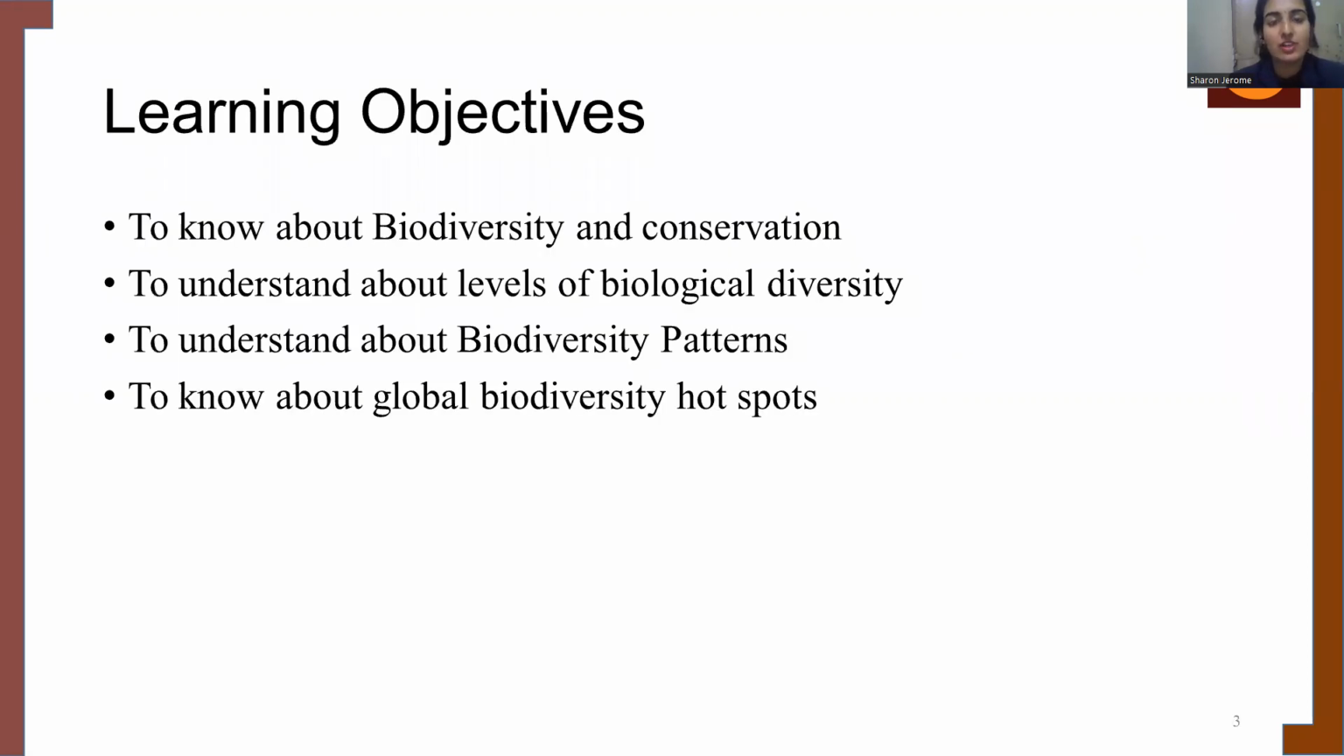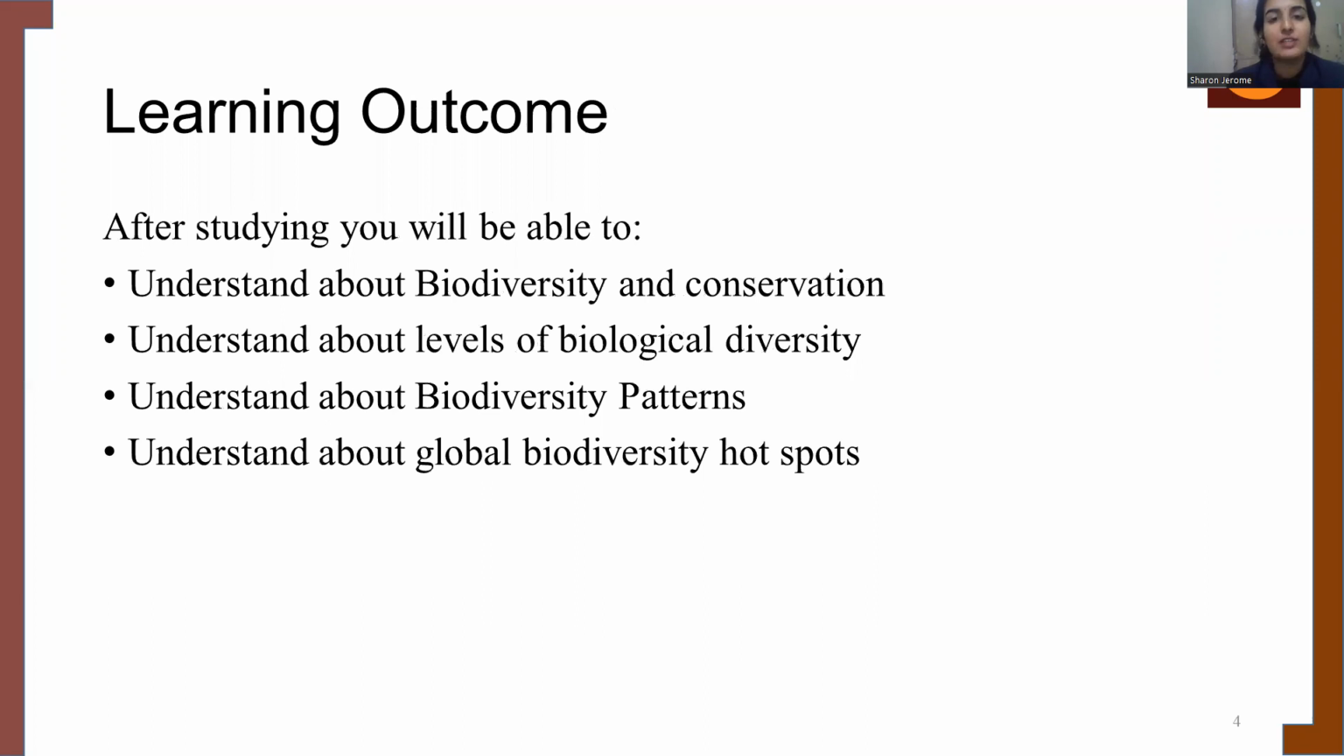The learning objectives of this session are to understand biodiversity and its conservation, to know the different levels of biodiversity, to know about biodiversity patterns, as well as to know about the global biodiversity hotspots. After this session, you'll get to know what biodiversity is, its conservation, the levels of biodiversity, the biodiversity pattern, as well as global biodiversity hotspots.